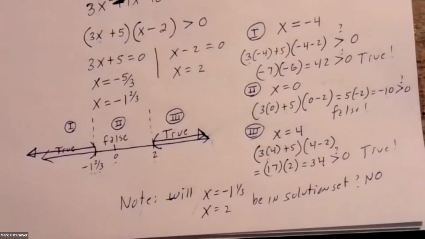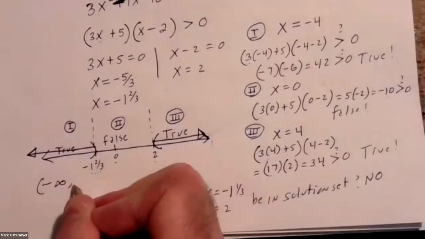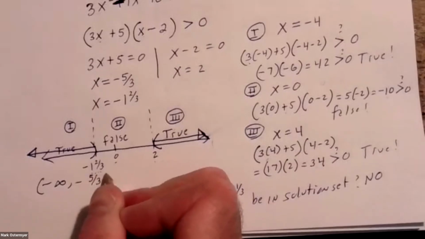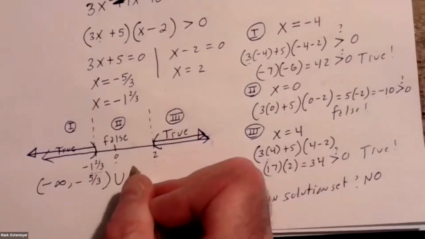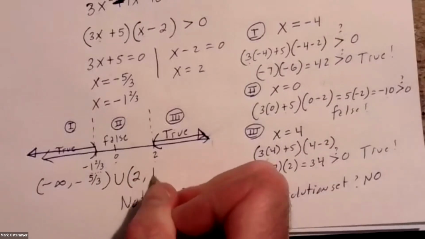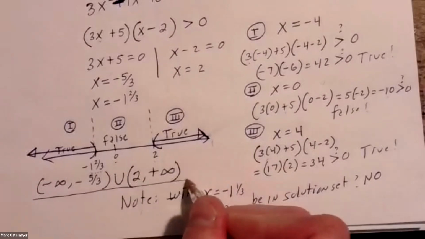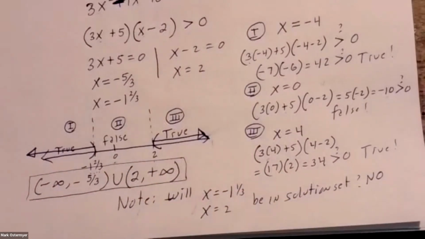Using interval notation, working from left to right. We're coming from negative infinity up to negative 1 2/3 or negative 5/3, not including negative 5/3, in union with not including 2 up to positive infinity. This would be your solution set for that polynomial inequality.